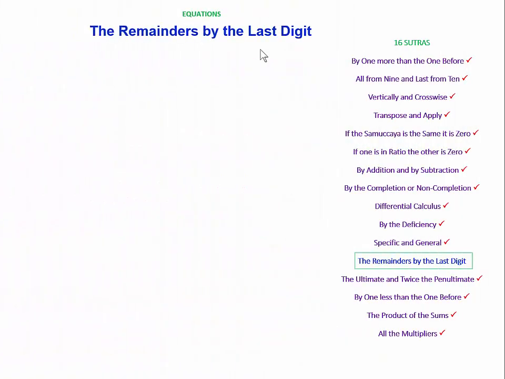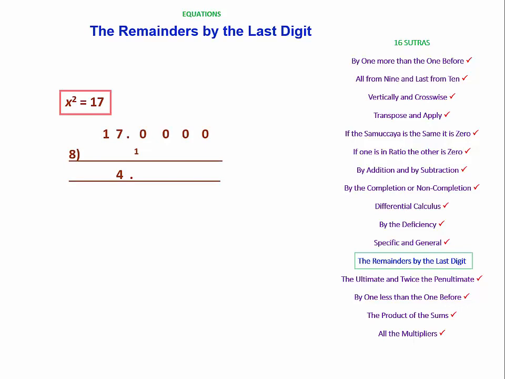And the last sutra is this one, the remainders by the last digit, Sheshanyankena Charamena. So if we have to solve the equation x squared equals 17, then this would be the beginning of the working. The first figure we know is 4, which is here, and the remainder of 1, because 4 fours are 16, and we've got 17. And as I said before, the divisor that we use throughout is going to be given by the differential of this. So the differential of that's 2x, and twice 4 is 8. We use 8 as a divisor.